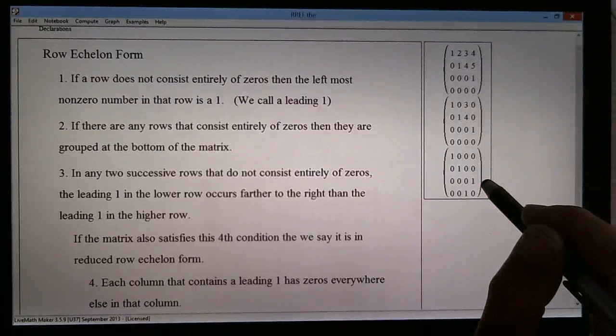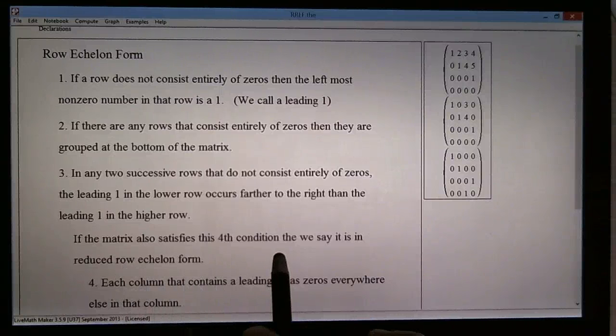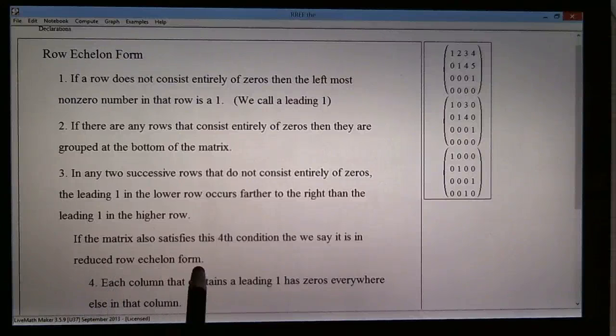Okay. Now we further say not only could we have row echelon form, but we might have a fourth condition, and if we satisfy this fourth condition, it is in reduced row echelon form. Row echelon form is going to be nice. Reduced row echelon form is even going to be better. And the fourth condition is each column that contains a leading one has zeros everywhere else in that column.